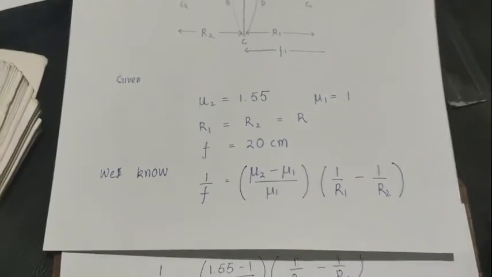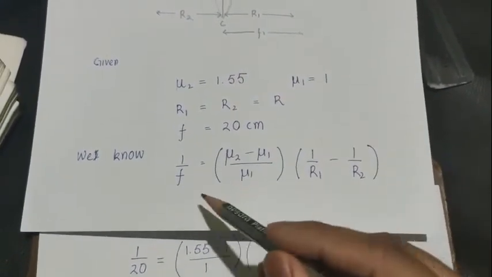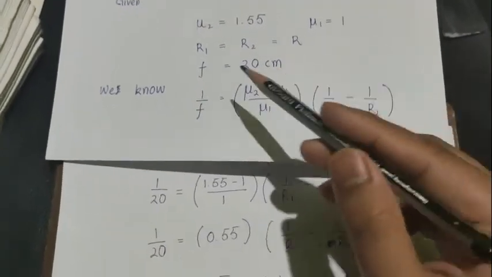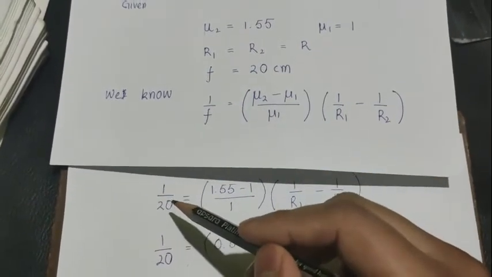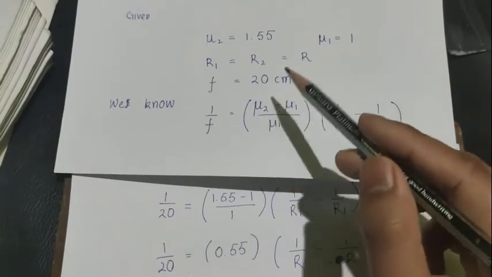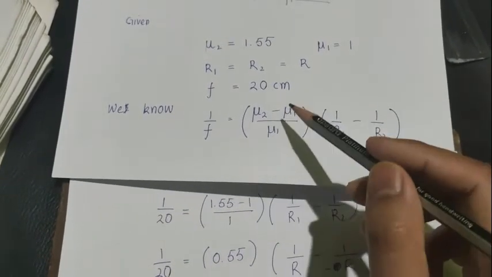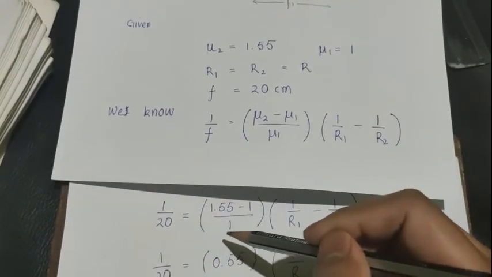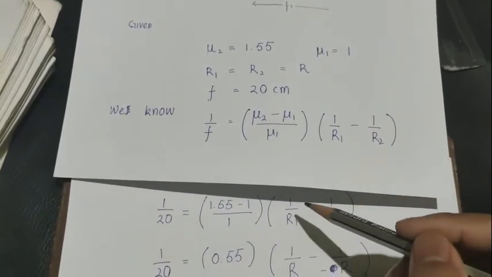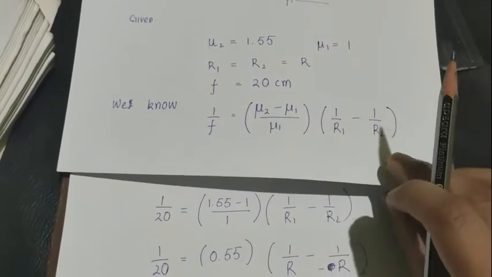Okay, fine. So now we will substitute these values in the given equation. So f is how much? 20. So I'll write 1 by 20. What is mu2? Mu2 is 1.55. So I'll write down 1.55. How much is mu1? It is 1. Minus 1, divided by mu1, which is 1, into 1 by R1 minus 1 by R2.